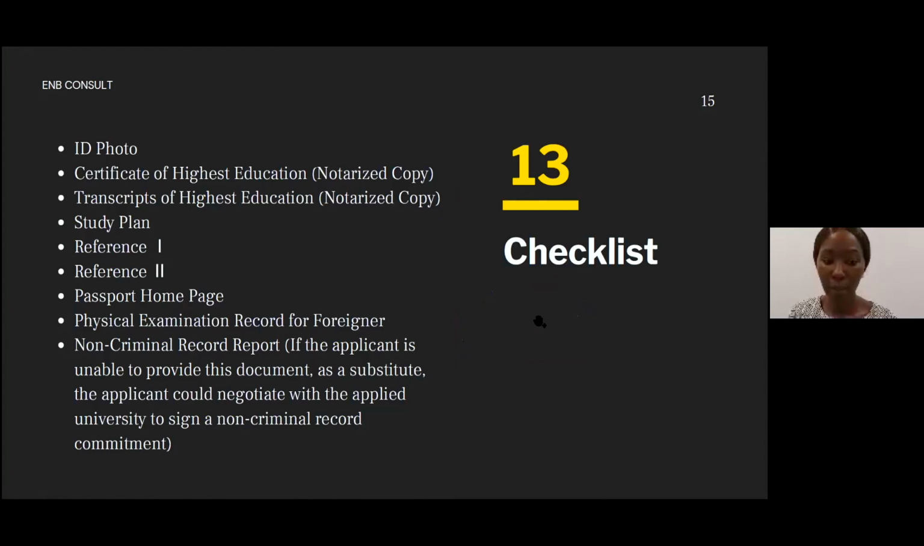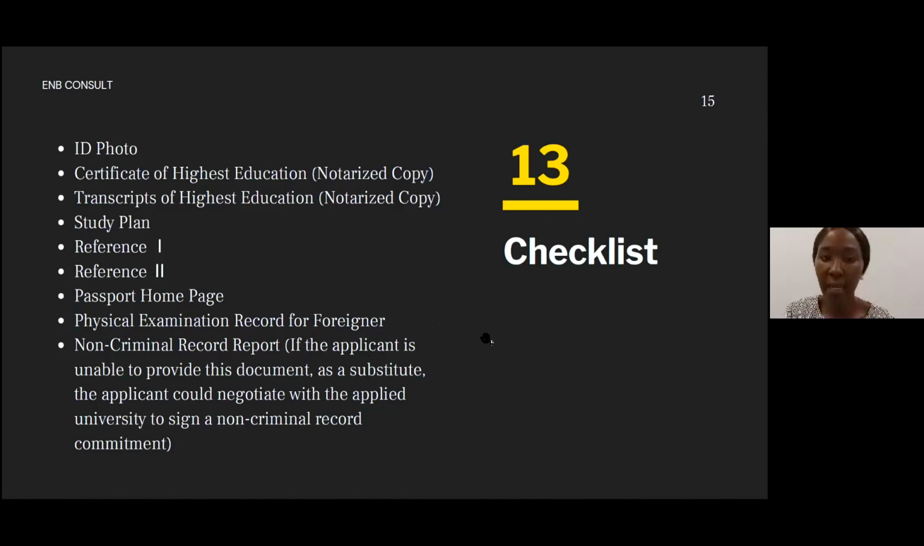You have your ID photo that you also need to upload. You need your certificate of your highest education, notarized by the lawyer. You need your transcript, notarized by the lawyer. You have your study plan, and if you are not able to do it by yourself, ENB Consult is here to take you step by step. You need your two reference letters, reference 1 and reference 2, and your passport homepage. Then the physical examination record for us foreigners, and I recommend it be from a government hospital, but if it's a private hospital, it's also okay.